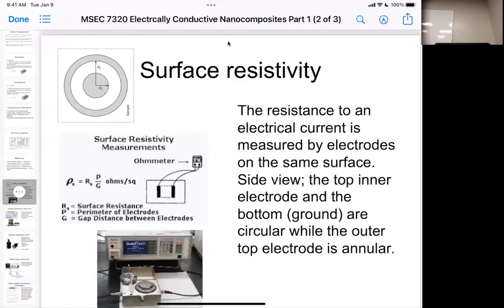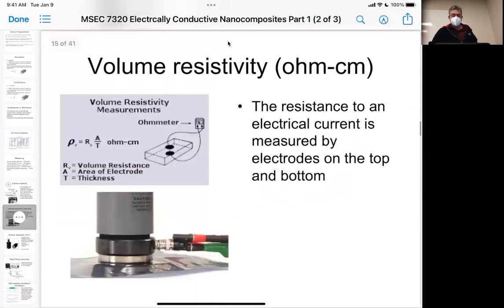I've done this where the silk screen pattern is actually about this big. I've done it where I've silk screened on silver paste and then used that as the contact for the surface resistivity. In contrast, for the volume resistivity, you put one electrode on top, one on the bottom, but you still do it with a weight on it such that you have good contact in the system.